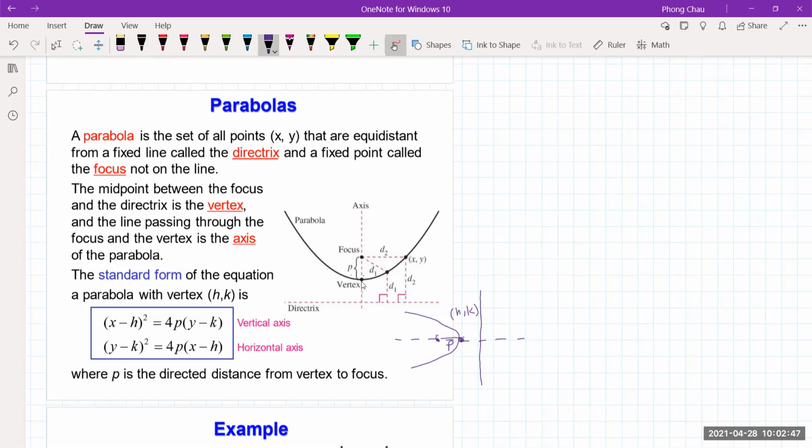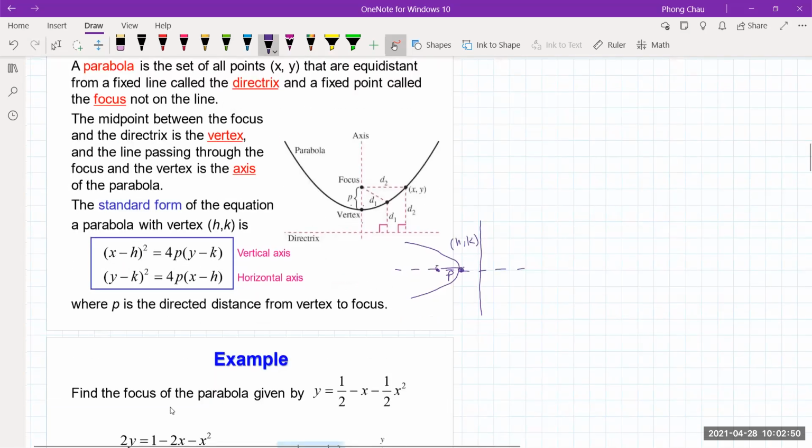Let's take a look at an example. Find the focus of the parabola given by y equals 1/2 minus x minus x squared. So if you're looking at this, it doesn't belong to that form. If you look at this negative 1/2 x squared, all you know is it's actually open downward, right? The leading coefficient is negative 1/2. But if you need to find the focus of the parabola, you need to put it into the standard form.